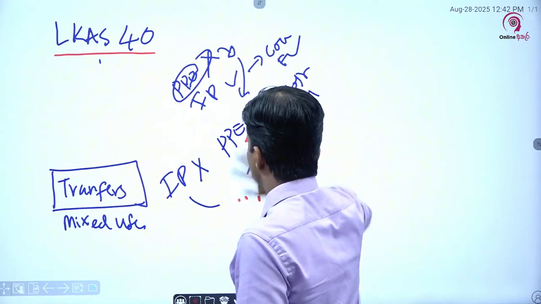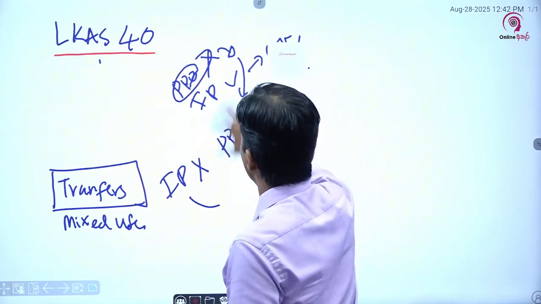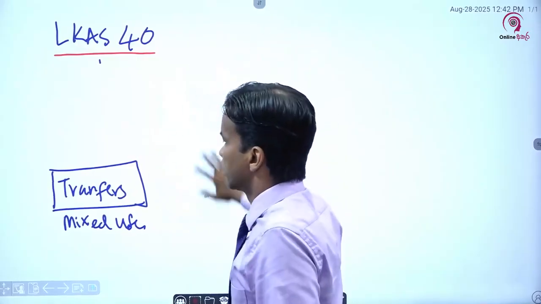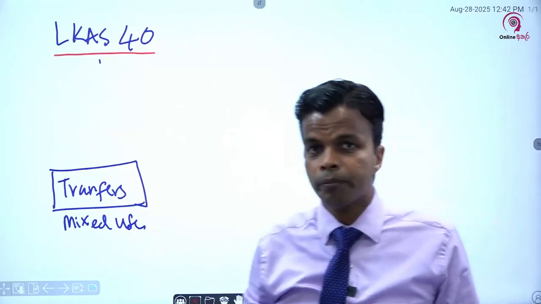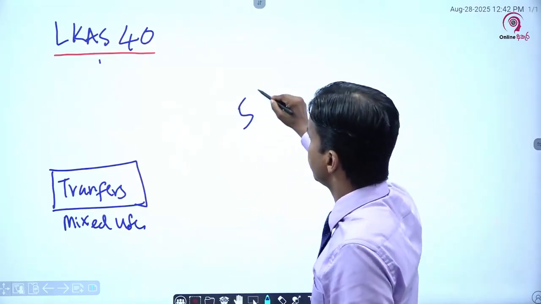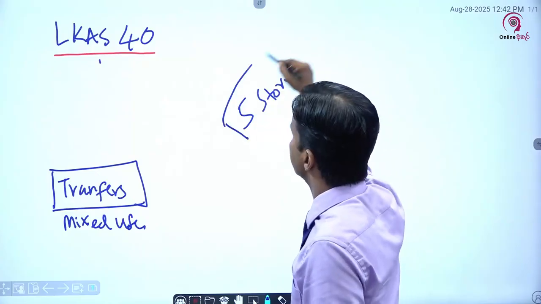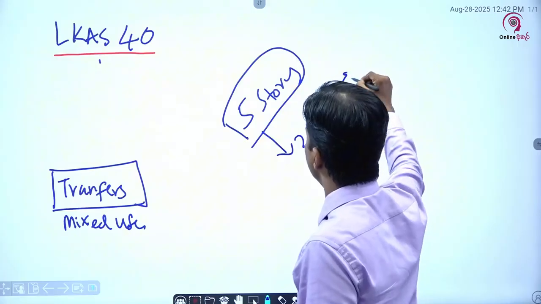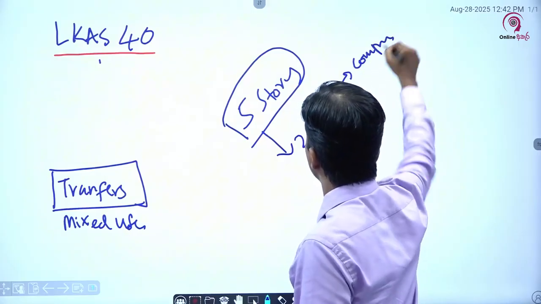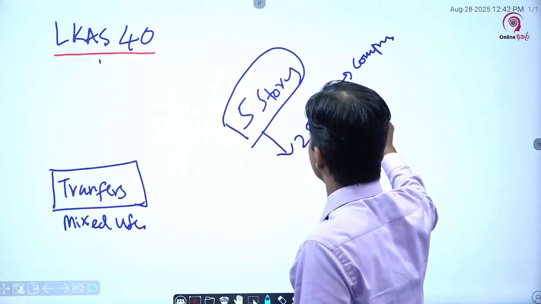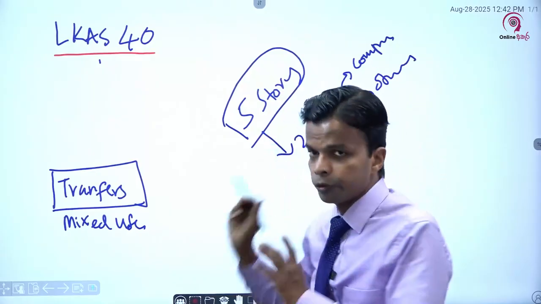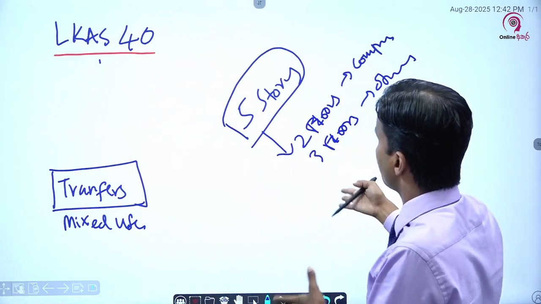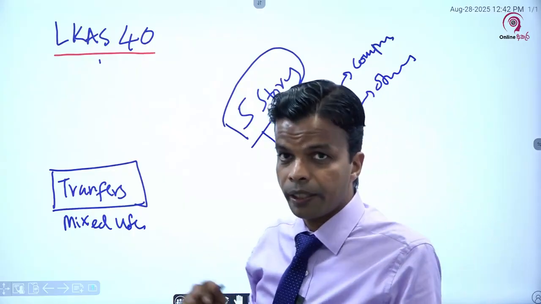What about mixed use? What do you mean by mixed use? Let's say you have a building, a 5-story building. Two floors are used by you, the company, and 3 floors are used by others. This is the company's building, a 5-story building, and 2 stories are occupied by the company and 3 stories are rented out.